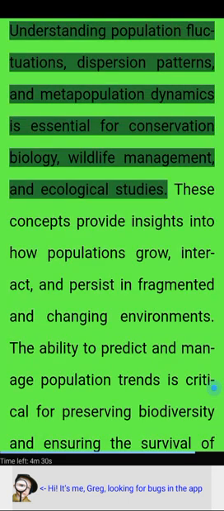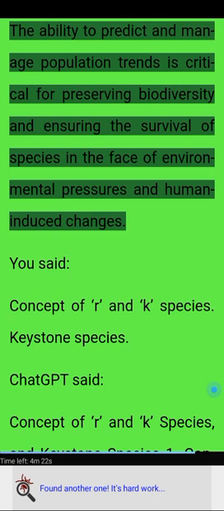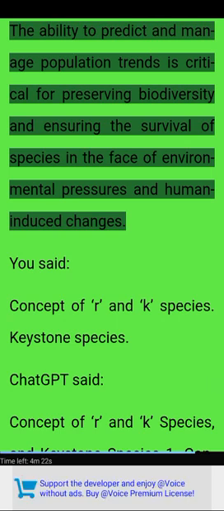Conclusion. Understanding population fluctuations, dispersion patterns, and metapopulation dynamics is essential for conservation biology, wildlife management, and ecological studies. These concepts provide insights into how populations grow, interact, and persist in fragmented and changing environments. The ability to predict and manage population trends is critical for preserving biodiversity and ensuring the survival of species in the face of environmental pressures and human-induced changes.